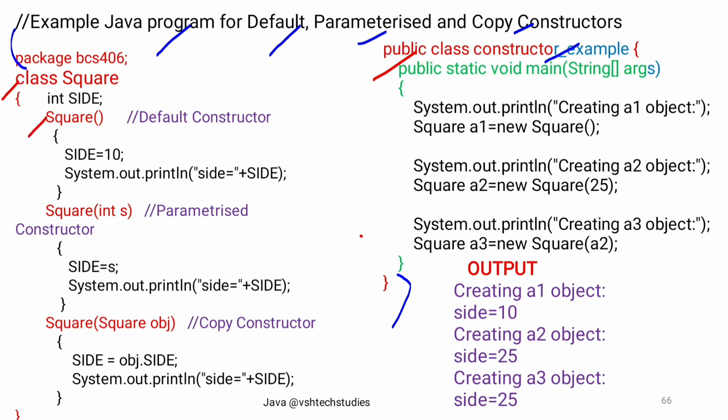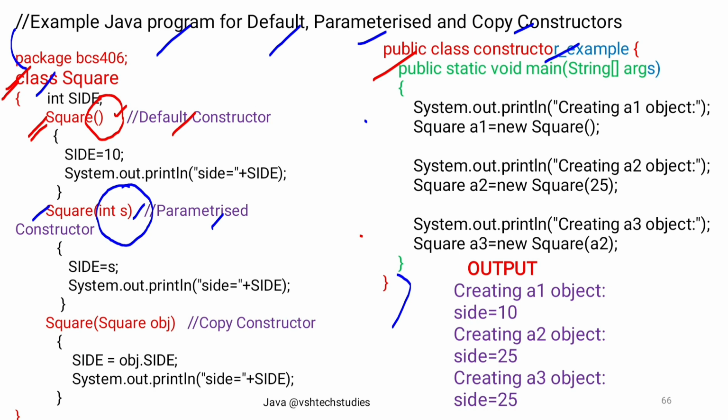So why is this a default constructor? Because it is a method. That is first, it resides in its class. Second point, it has the same name as its class. Third point, it is not accepting any parameters. Hence it is called a default constructor. Next, this is called a parameterized constructor because it is also a method which resides in its class and it is accepting a parameter. Hence it is called a parameterized constructor.